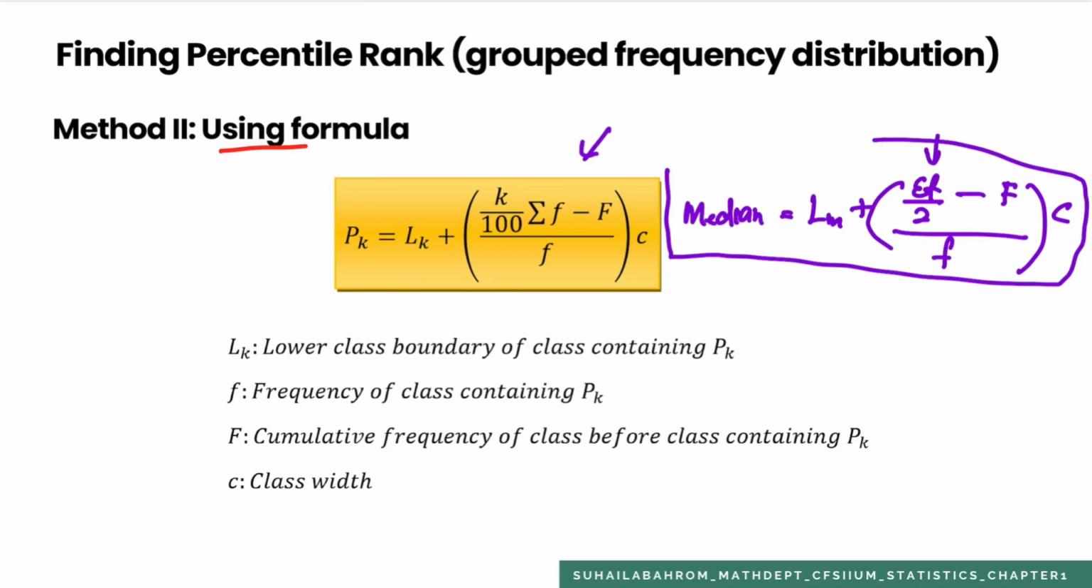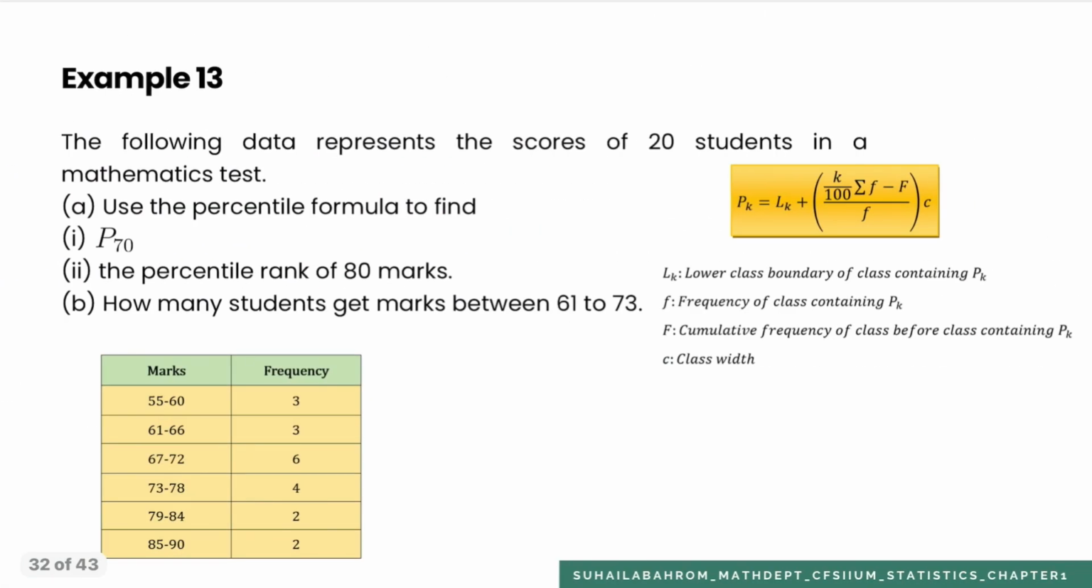So to identify the formula for the percentile, you can construct it by looking at the formula of the median, because it is almost the same except for the location here. The rest of the definitions of the notation are the same as for the median. Let's look at the example here. This refers to the scores of 20 students in a maths test. So you have to find the percentile.